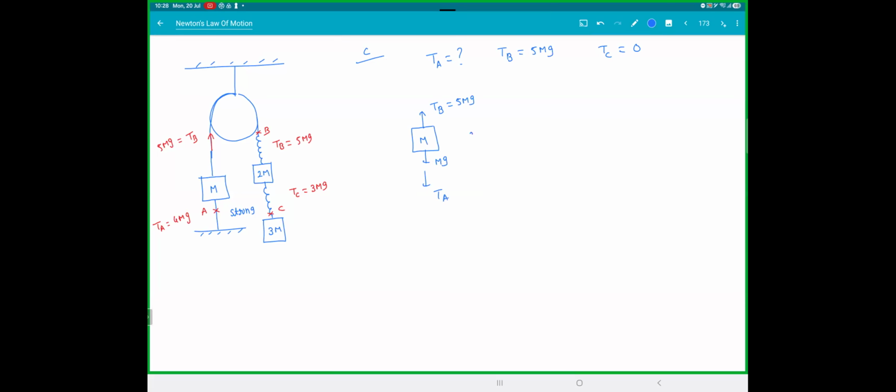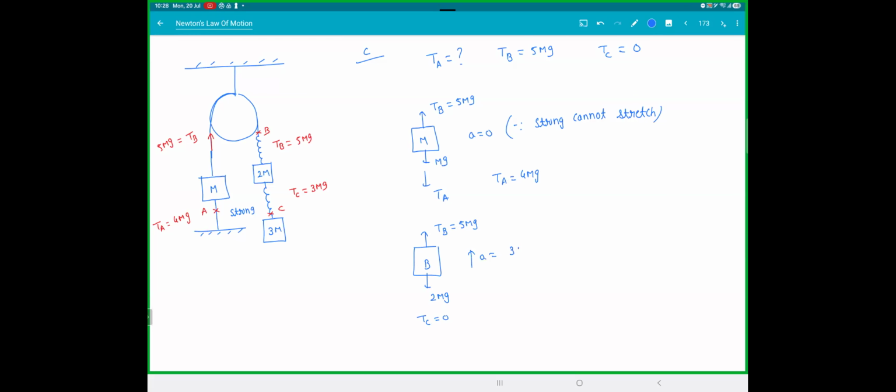TA. Acceleration is 0. Why? Because the string cannot stretch. The bottom string cannot stretch, so it cannot move. Therefore, acceleration is 0. Therefore, tension at A is 4mg. So whatever extra tension you need, it comes from here. But anyway, it doesn't matter. For B, TB is 5mg, TC has become 0, and this acceleration will be 3g by 2.